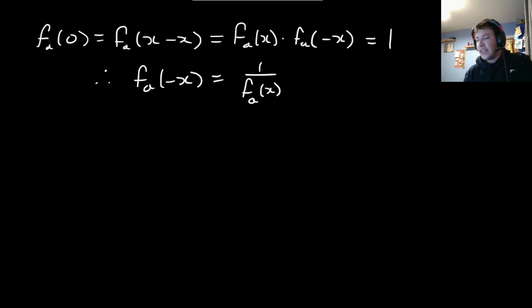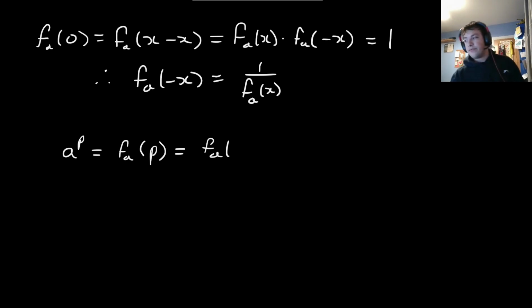And the last one here is that a to the p over q is f_a of p over q, where p is an integer and q is some integer that is not 0.